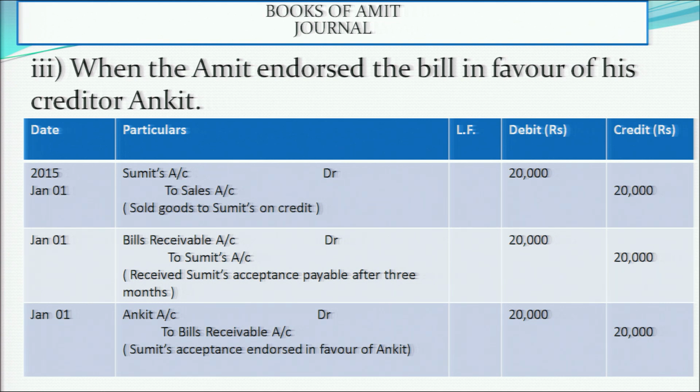Now, who has come into the picture? Ankit. So, Ankit is a receiver here. So, receiver is going to be debit. And as the bill has gone from Amit, Amit is not holding a bill, so bill receivable is going to cancel. So, Ankit account debit to bill receivable, because bill receivable goes out.